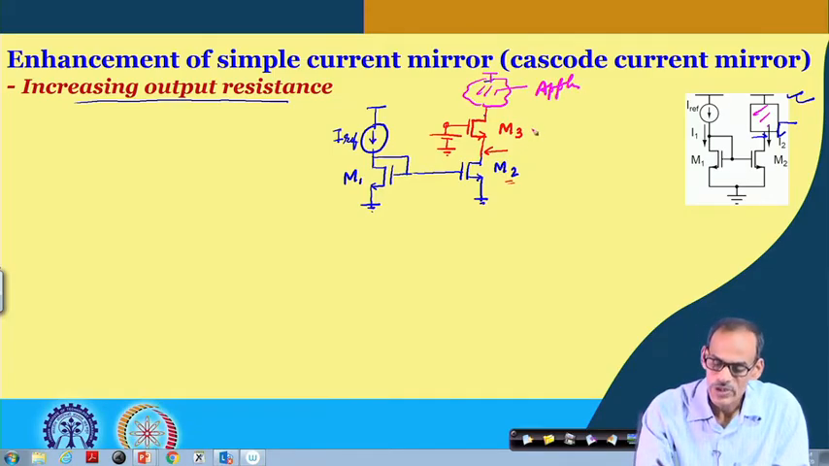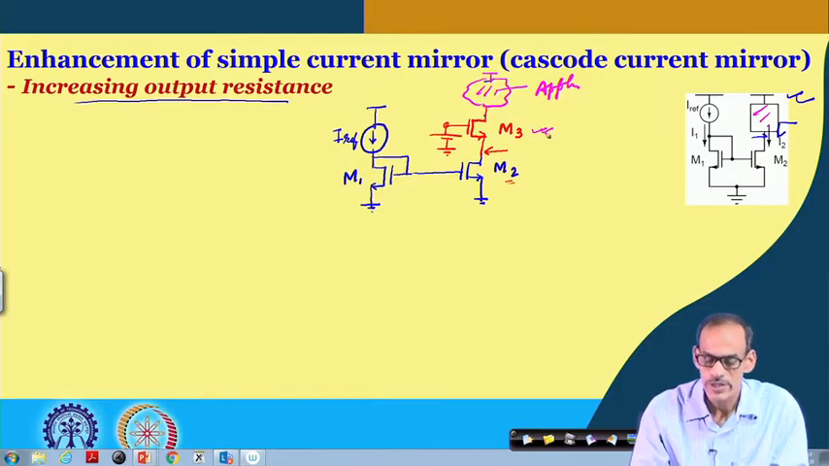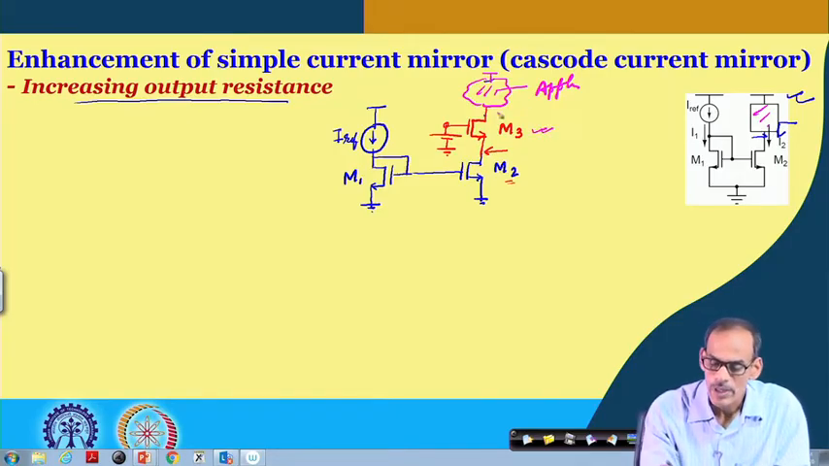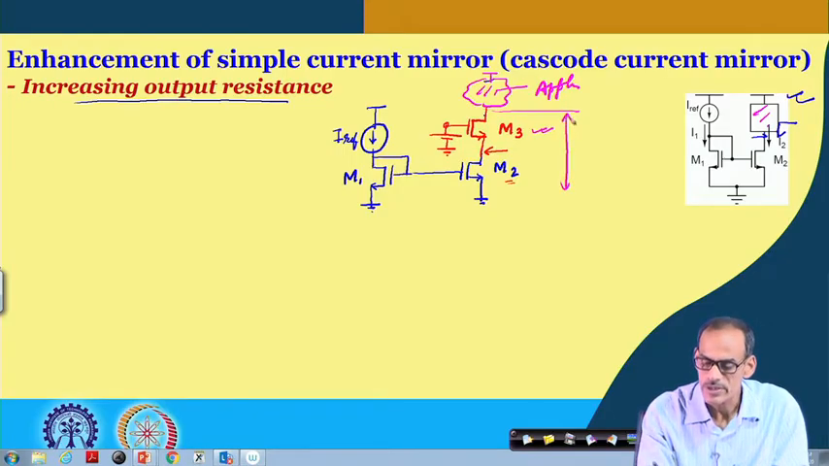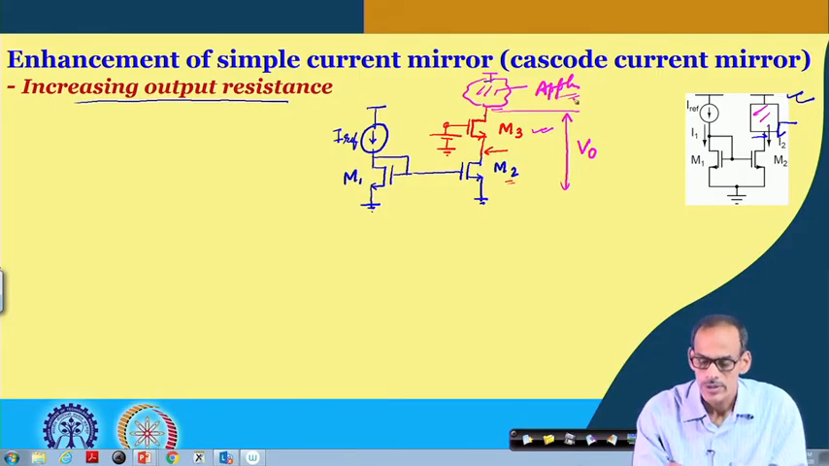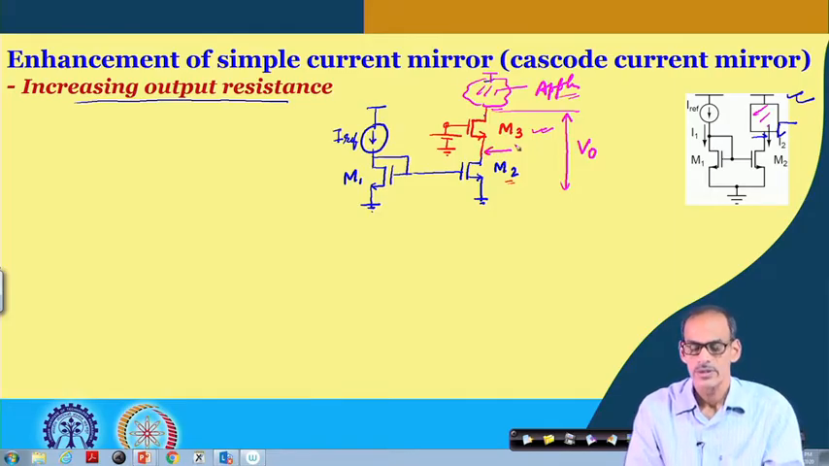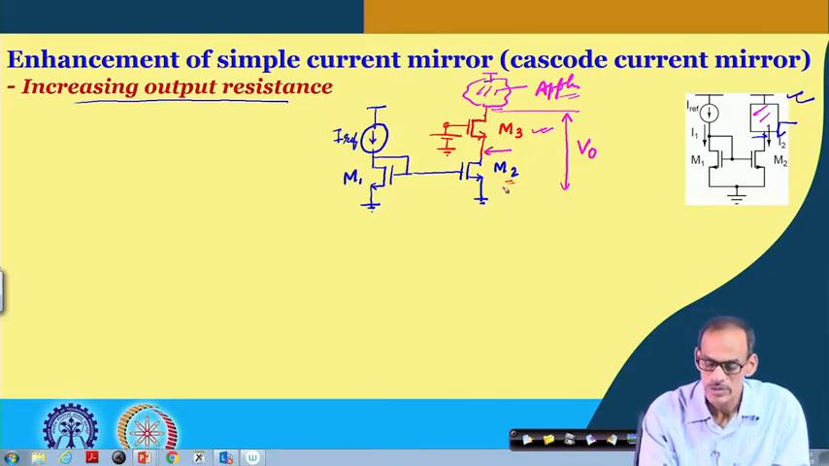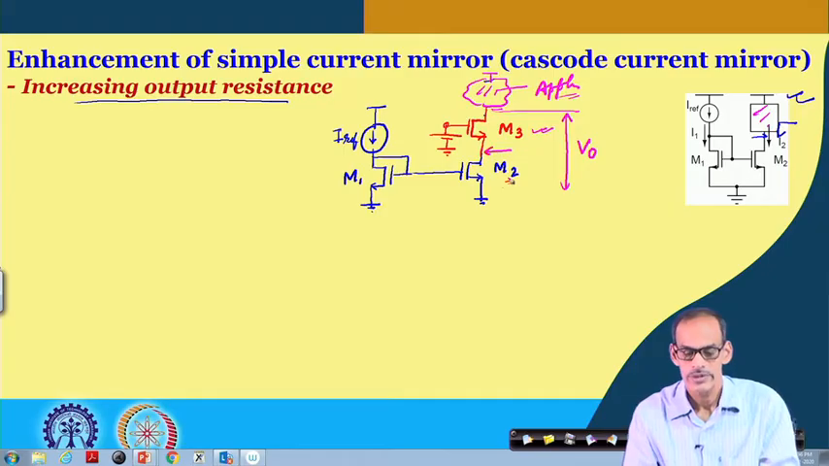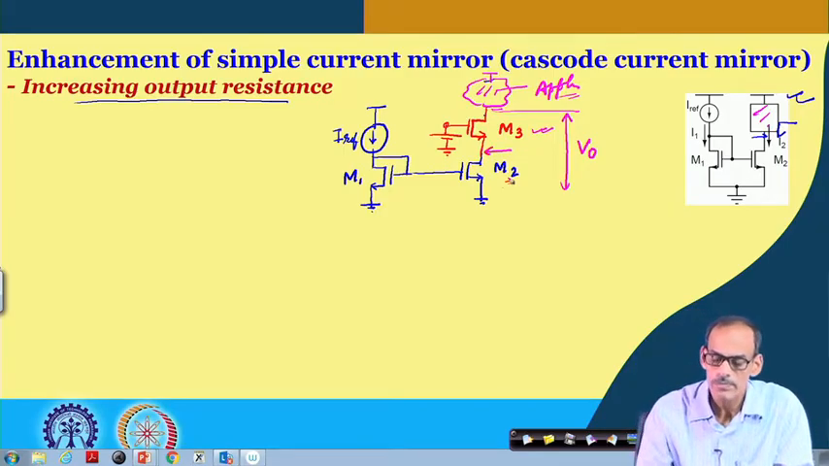Now, by adding this transistor, what we can say intuitively is that even if this voltage, which I now call VO, is changing, maybe due to the application circuit, this voltage hardly varies. Of course, I am assuming that all the devices are in the saturation region.